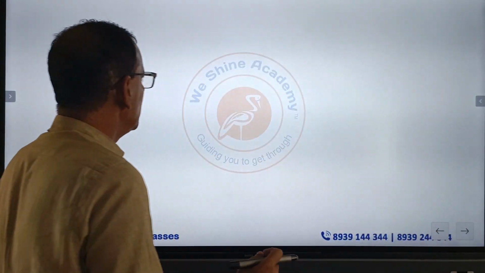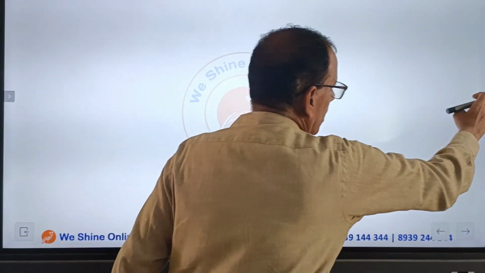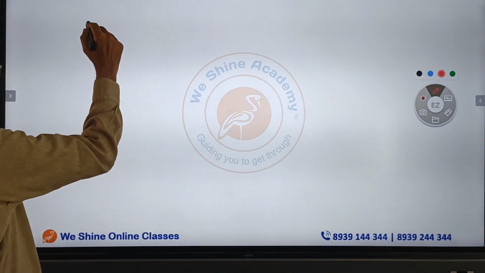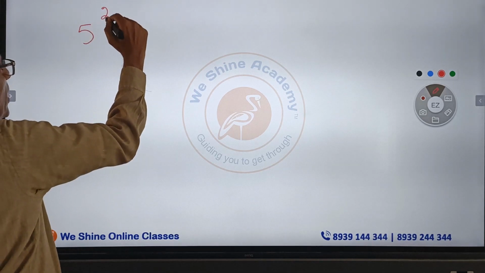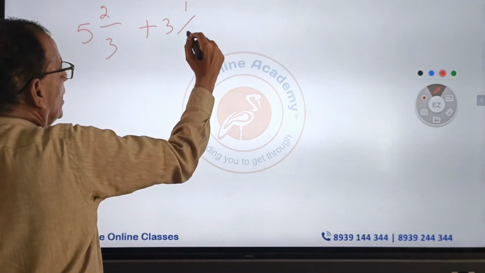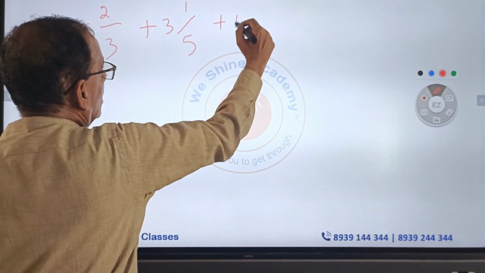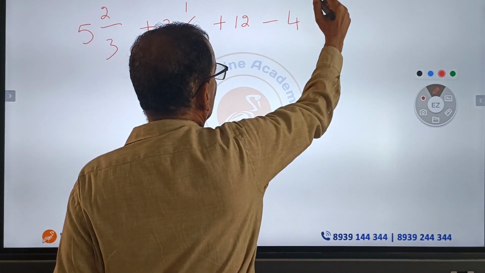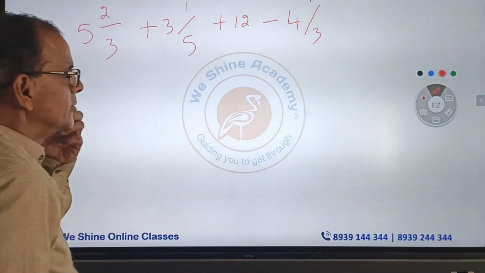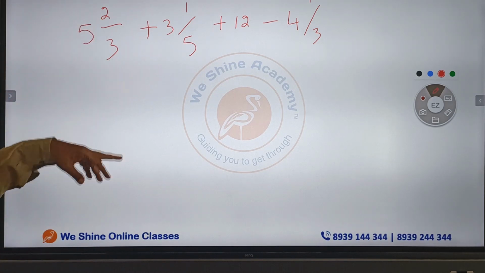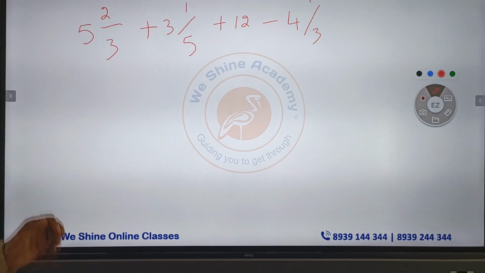One more problem we will solve and then we will go. Suppose a question says 5 2 by 3 plus 3 1 by 5 plus 12 minus 4 1 by 3. Simplify. Such questions come. In school, what might they have taught? 3 into 5 is 15, 15 plus 2 is 17, 17 by 3, like that they will tell.